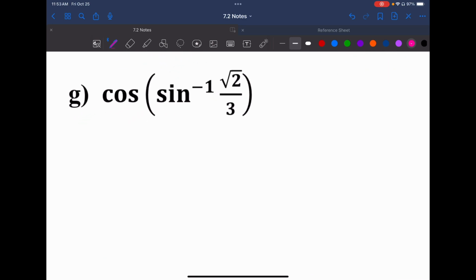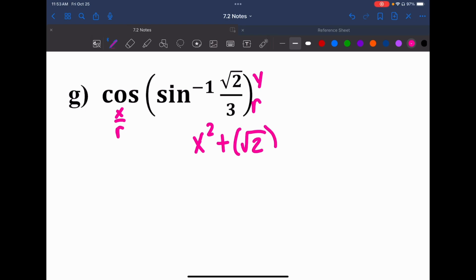All right, with g, we're doing the same thing. Sine is y over r. So we're going to go find cosine, which is x over r. So I need to find x. So y is square root of 2. Hold up. X squared plus y squared equals r squared.